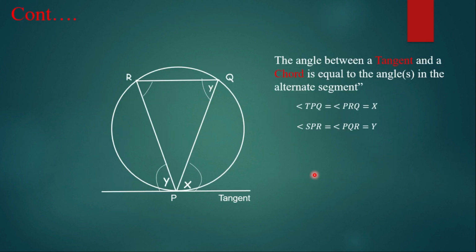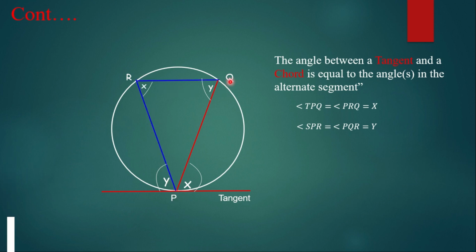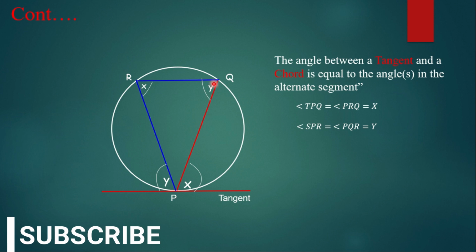Now, this is another example for us to get it more. The angle between a tangent and a chord is equal to the angle in the alternate segment. So the angle TPQ, let's say this angle here, that is x, is equal to the angle PRQ, which is also highlighted by the blue line. So here is x, and here is also x, as we did earlier. Here is y, so this will also be y, as we have seen.